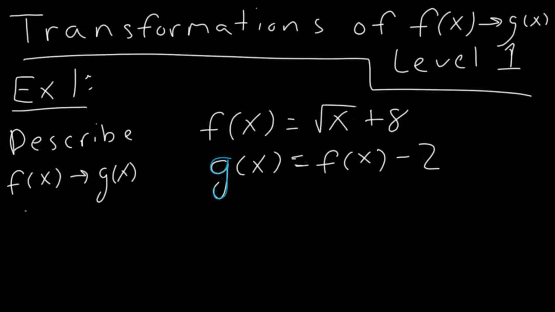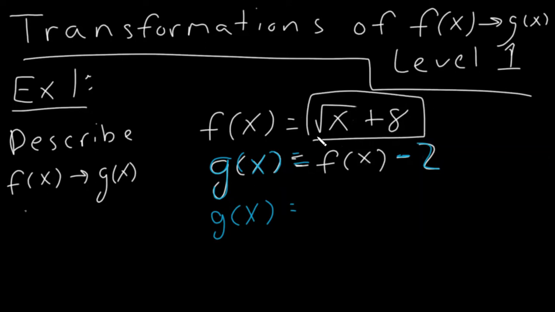Well, g of x is, we're going to take f of x, and we're simply going to subtract 2. So hopefully using this different color will show you what is f of x and what is g of x. So I'm going to write my second line, g of x equals, and notice here we have this f of x, and instead of writing f of x, we want to write out what is f of x. Well, f of x is the square root of x plus 8.